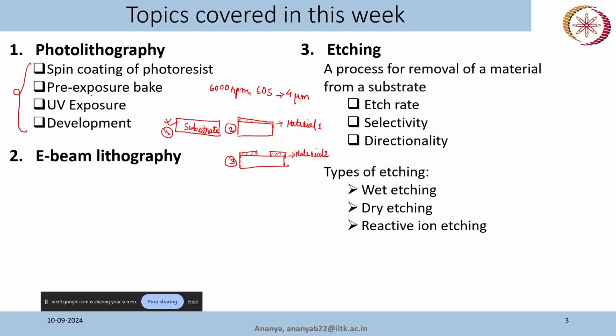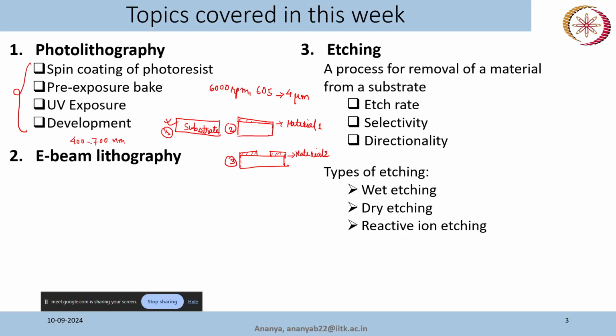Now after the pre-exposure bake, UV exposure is done, where you will expose the photoresist with a UV source. For UV light, we know that the visible range is 400 to 700 nanometers in wavelength. UV will be less than 400. There are different UV sources, and based on the source, you will have a wavelength which is smaller than 400 nanometers.